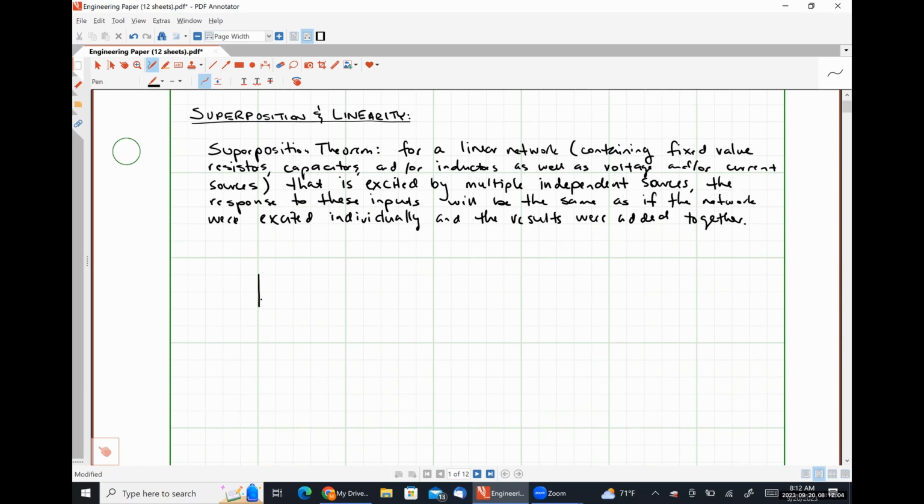So let's say that we have an 8-volt source. Let's make this a 10 ohm resistor. Let's make this a 6 ohm resistor. Let's make this a 4 ohm resistor. And let's make this a 2 amp current source, like so.